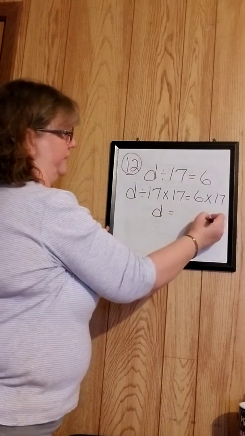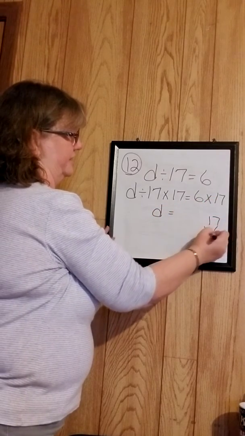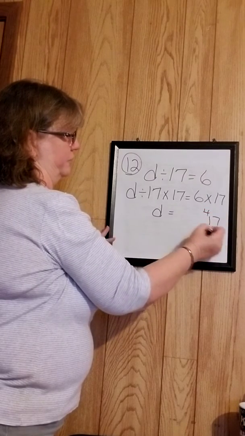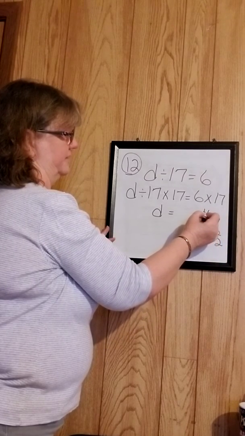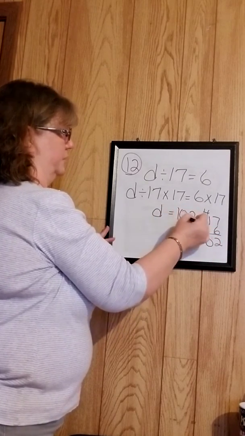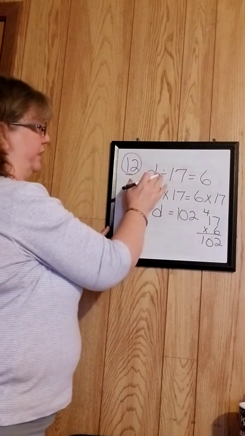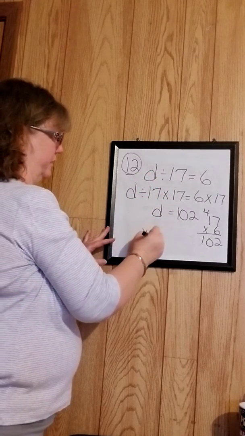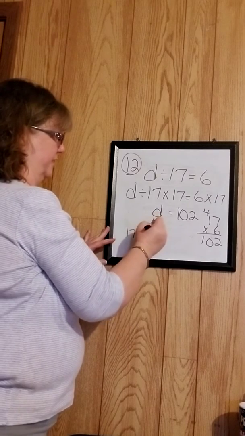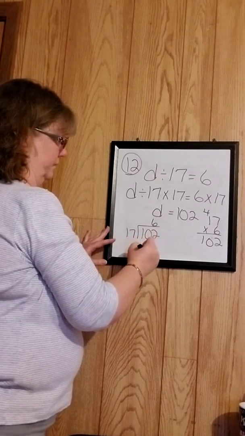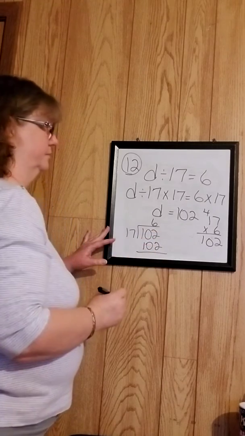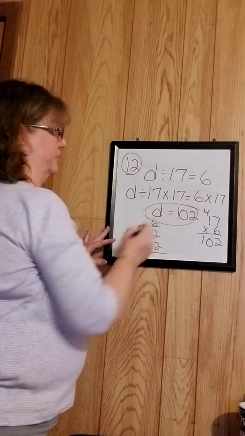And when I multiply this out, 17 times 6: 6 times 7 is 42, carry my 4, 6 times 1 is 6, and 4 is 10. My answer is 102. If I place 102 here and were to divide it by 17, I would get 6, because 6 times 17 is 102. So my answer is 102.